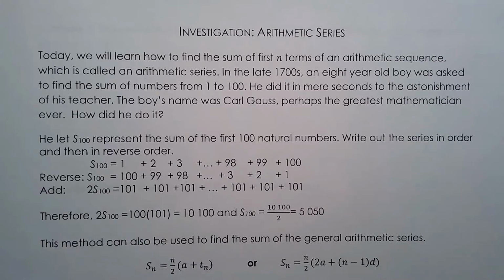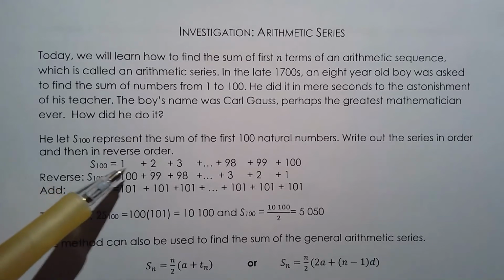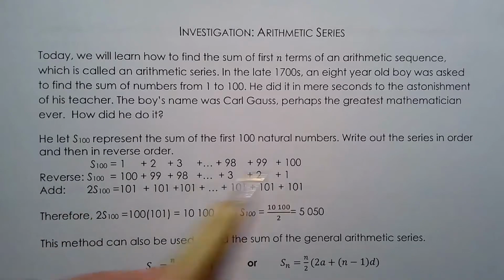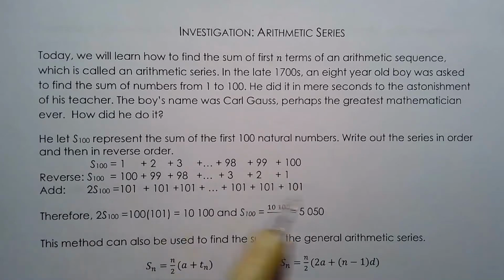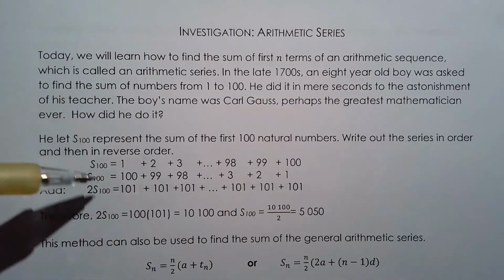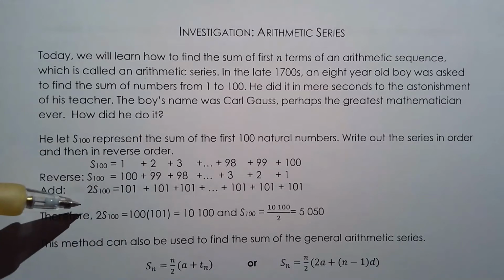Okay, so there's a very famous story about Carl Gauss. He was asked to find the sum of the first 100 natural numbers, and he was able to do it very quickly. So this is probably what was happening in his mind. He wrote the sum of the first 100 natural numbers in ascending order, and then he did it in reverse order. And then he lined them up in his head, and then he added the two rows, so now he's finding twice the sum of the first 100 natural numbers.